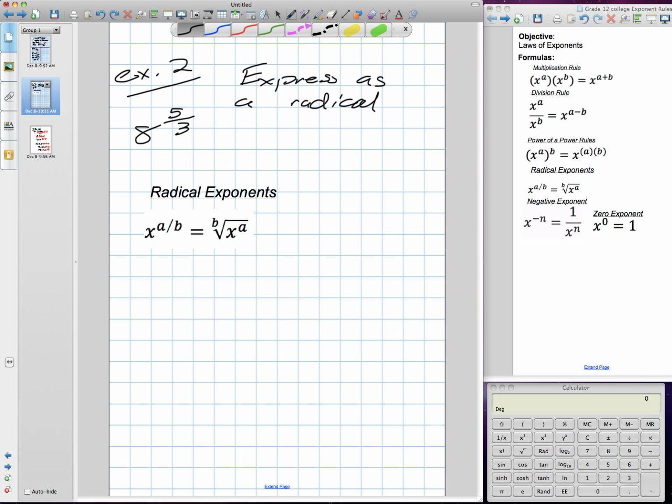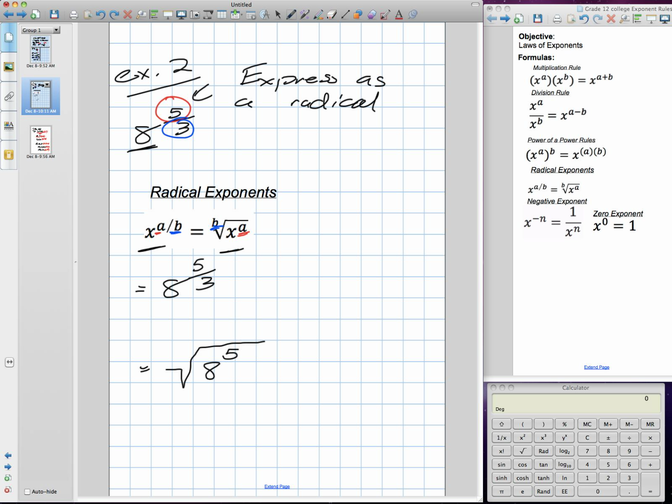What's our a value in this question? 5. That's right. We have a b value. What's our b value? 3. Okay. And our x value is 8. So we're going to rewrite this down here. We have 8 to the power of 5 over 3. So what they've done in this question is they rewrite the base. It's to the power of a. So our a variable is 5. So we're writing 8 to the power of 5. Our b variable is the radical. So it's to the root of 3.